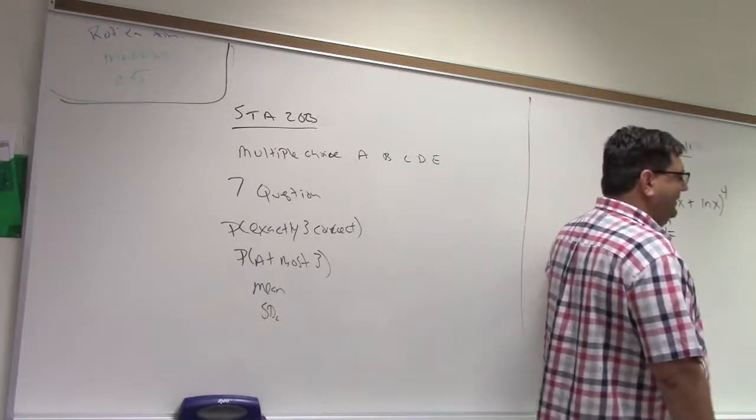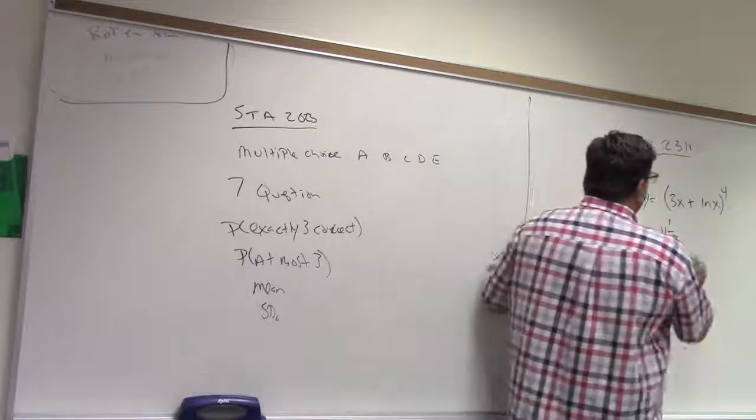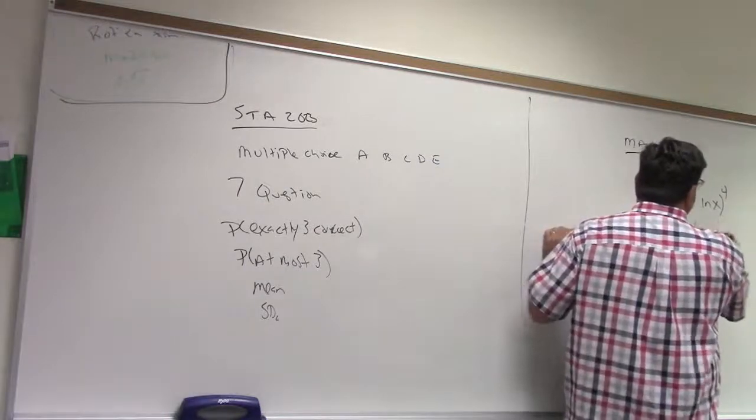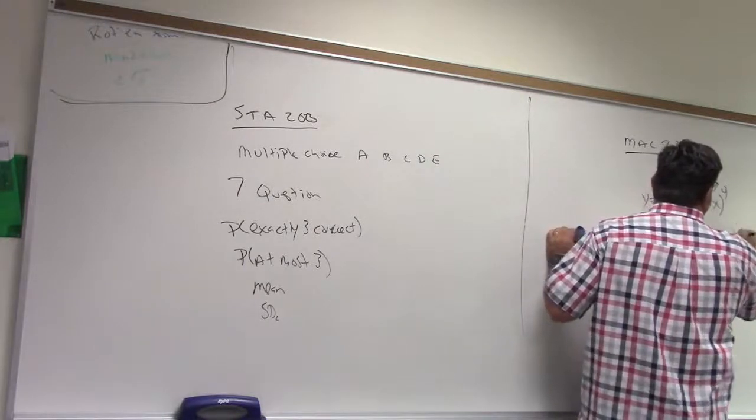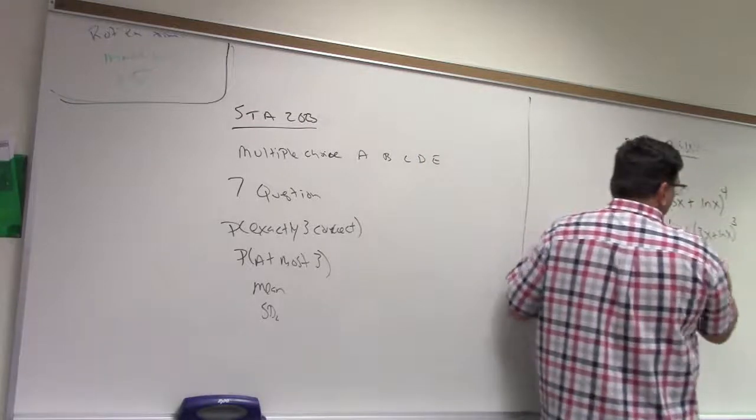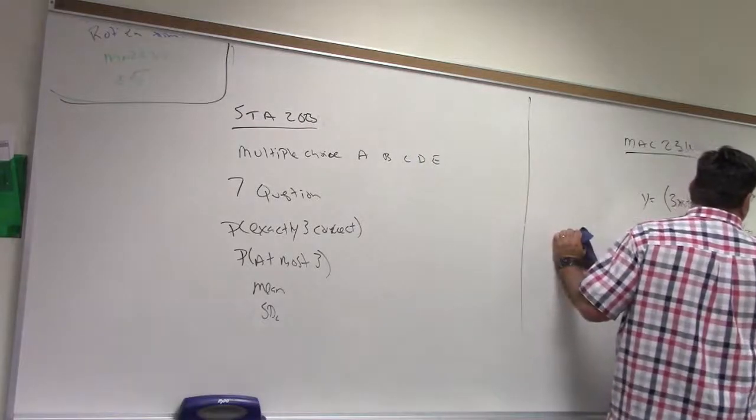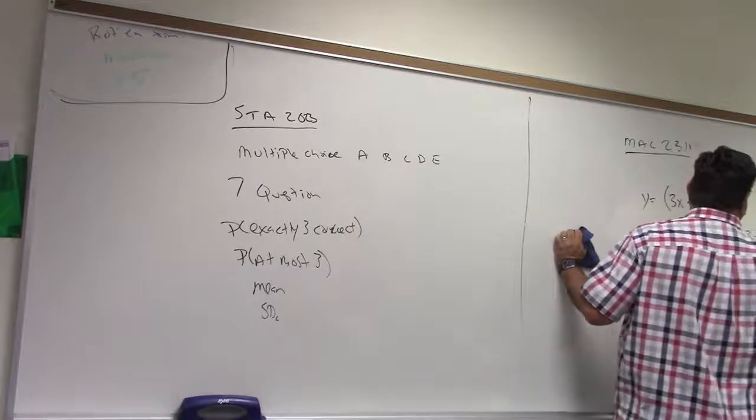All right. You ready, baby? We got 4. 3x plus ln x cubed. Now we got to do the derivative of the inside, right? 3 plus 1 over x.